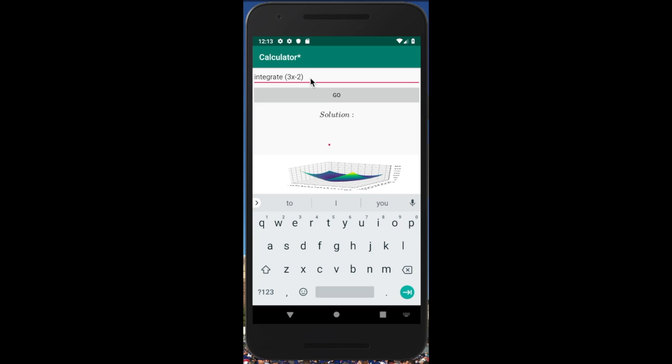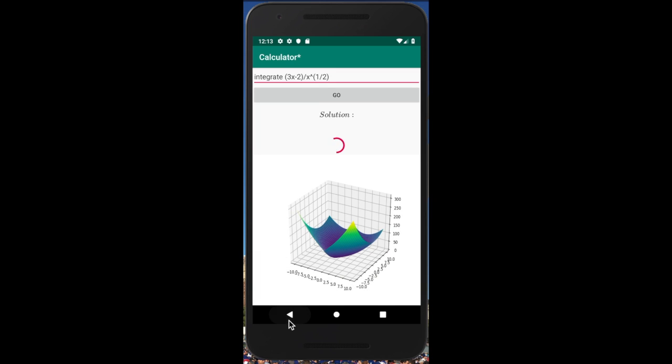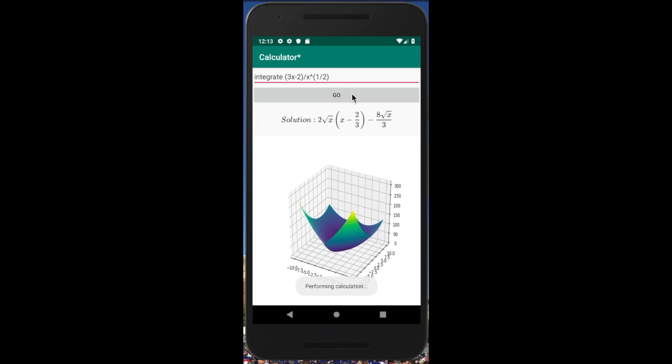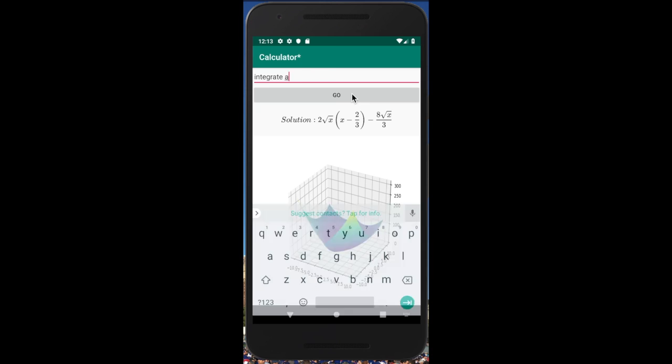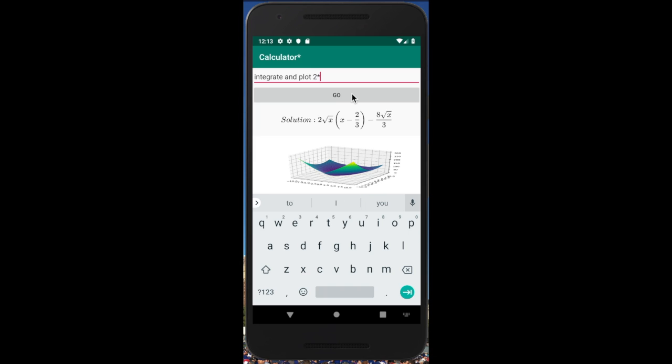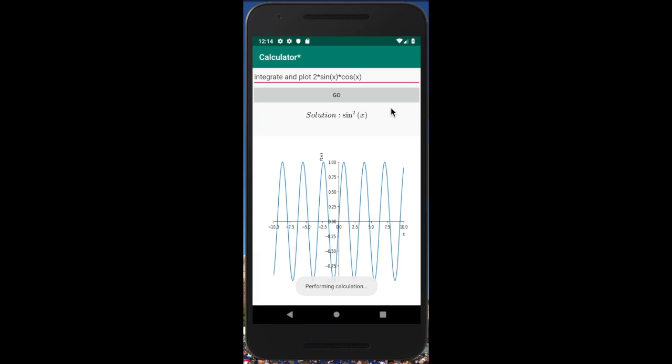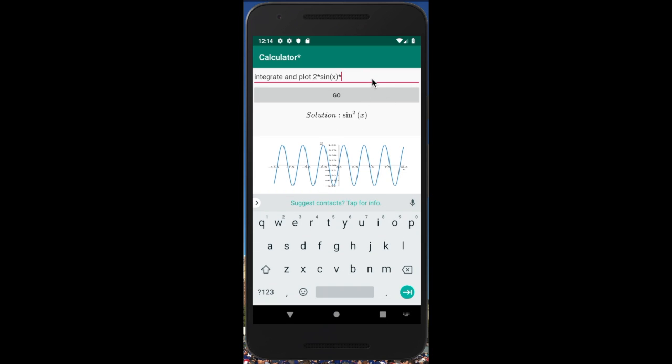Now let's integrate 3x minus 2 over x to the 1/2. Now let's integrate and plot 2 times sine of x times cosine of x. Now let's differentiate x squared plus 5x minus 3 over 3x to the 1/2.